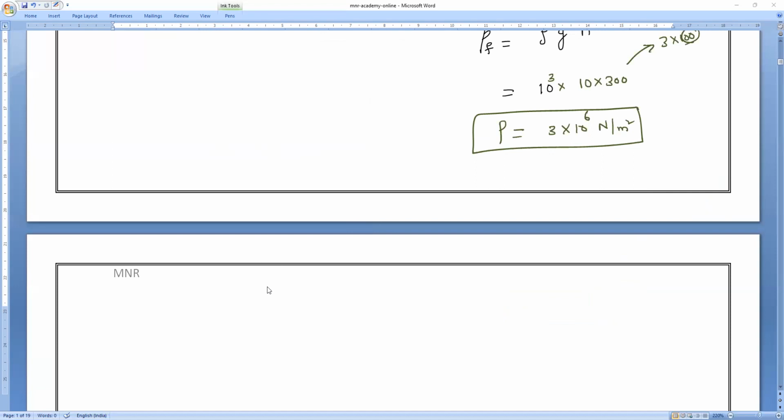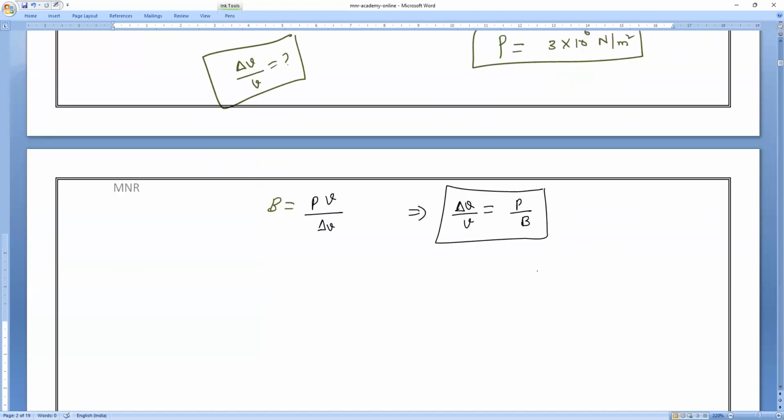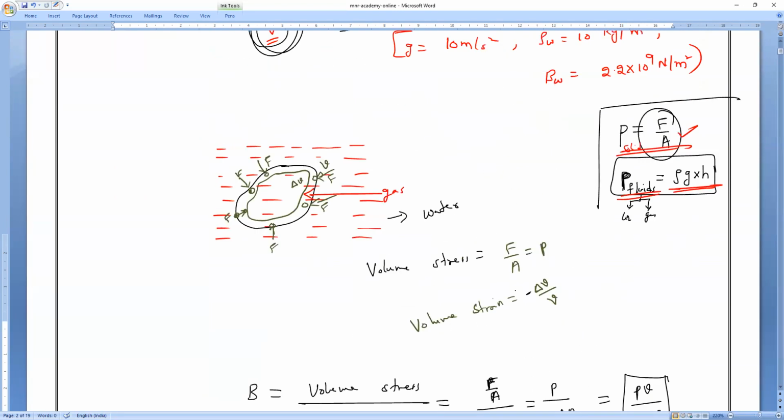So now, what is the question they are asking? Observe very carefully. What do we have to calculate? Delta V by V, which is equal to how much? Am I right, guys? Speak, guys. Everybody? All of you? So now B is equal to, we all know, delta P into V divided by delta V. So now delta V will come to this side. I'll write delta V divided by V is equal to P divided by B. Will you all agree with me? Everybody? Yes or no? Respond, guys. Which is equal to change in volume divided by total volume, equal to the P value 3 into 10 power 6, divided by the bulk modulus. What is the bulk modulus given?